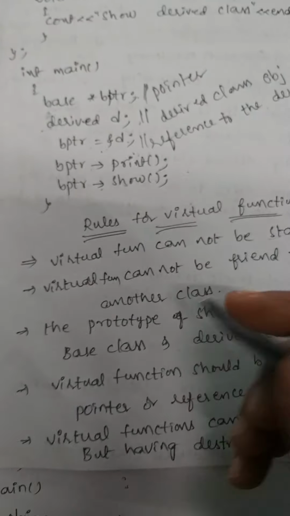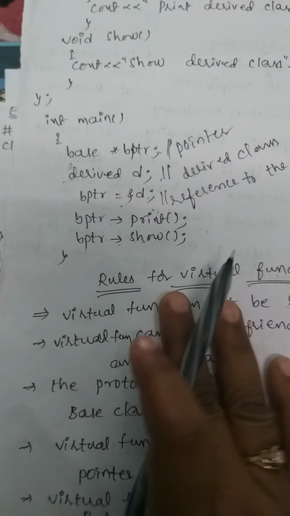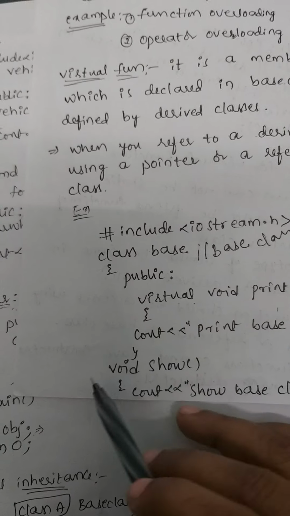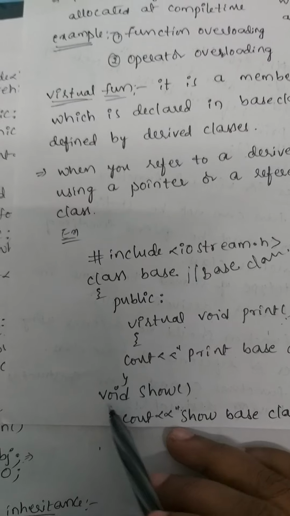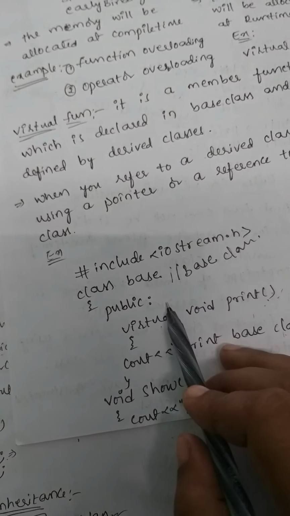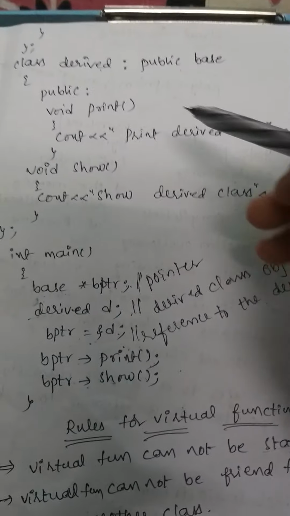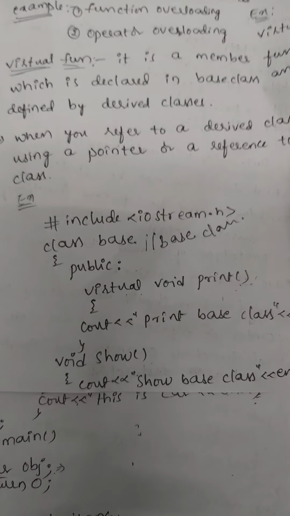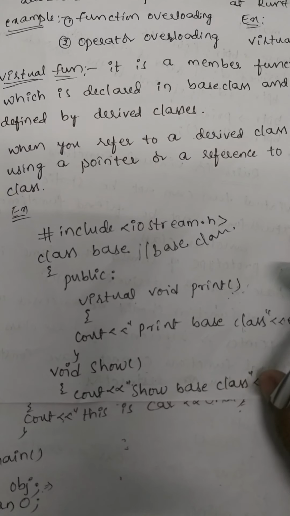After that, the base pointer points to the show function. It is executed in the base class. But here, there is no virtual keyword before the function name. That's why the output for this statement is only show base class. Unlike the print function, there is no virtual keyword before the show function, so only the base class function executes.